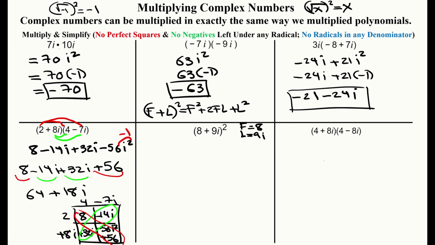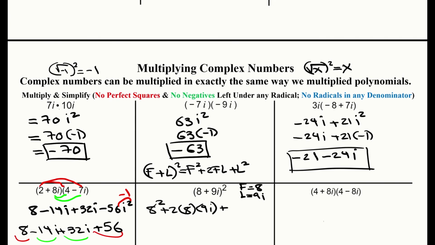So we get f squared, so that's basically 8 squared plus 2 times f, which is 8, times l, which is 9i, and then plus l squared, (9i) squared. Just make sure you don't say 8 squared plus (9i) squared. That's the most common mistake in algebra, probably.